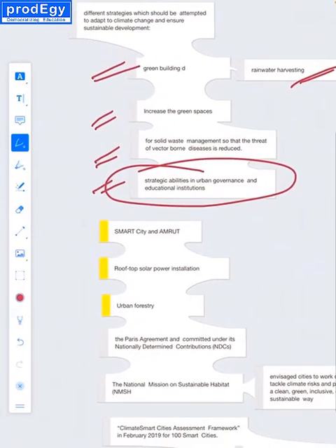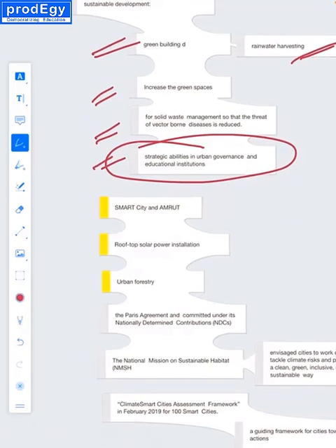And there must be an increase in the abilities of urban governing institutions so that they can respond to any of the future challenges. In India, all these have been incorporated into different initiatives taken by the government, like Smart City and AMRUT. Both focus on making Indian cities resilient. We have rooftop solar power installation so that the carbon footprint in India decreases. We have a policy for urban forestry which focuses on increasing green spaces in urban areas.